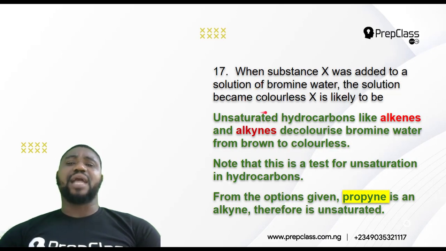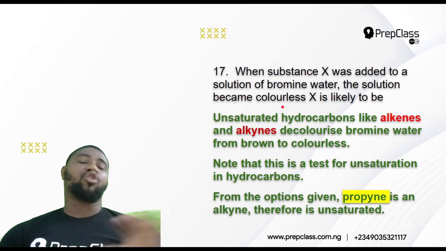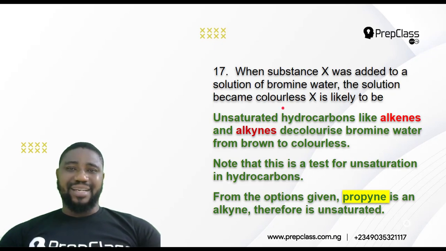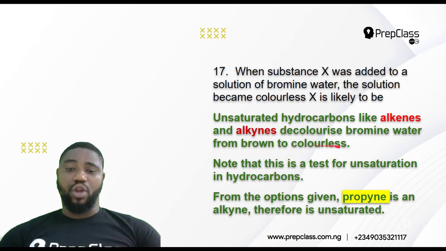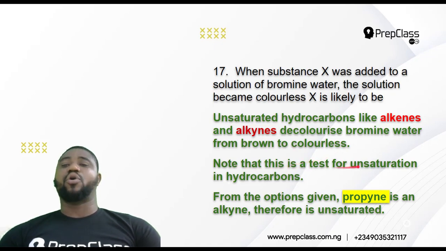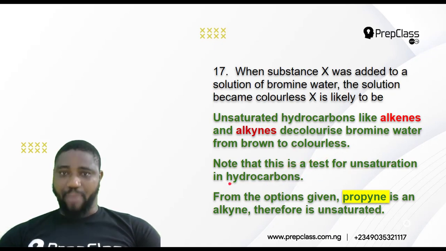Now you must understand that when a hydrocarbon is added to bromine water and it decolorizes that bromine water, that kind of analysis is what we call the test for unsaturated hydrocarbons. Unsaturated hydrocarbons like alkenes and alkynes decolorize bromine water from brown to colorless. Are you following? So note that this is a test for unsaturation in hydrocarbons.